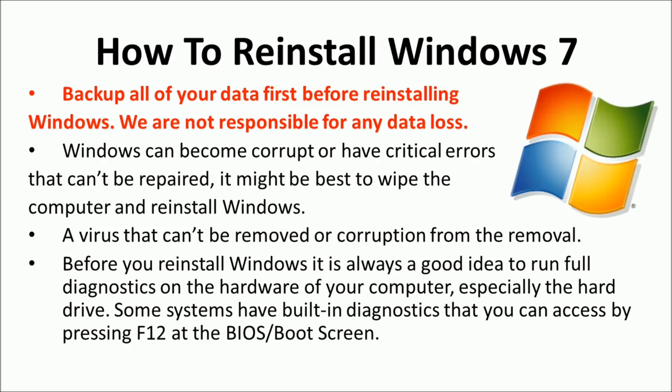Windows can become corrupt or have critical errors that can't be repaired. It might be best to wipe the computer clean and reinstall Windows. A virus that can't be removed or corruption from the removal is also another good reason to reinstall Windows. Sometimes you'll just be getting random blue screen errors, and that also is part of the problem. So before you reinstall Windows, it's a good idea to run a full diagnostic on all of the hardware of your computer first, especially on your hard drive.